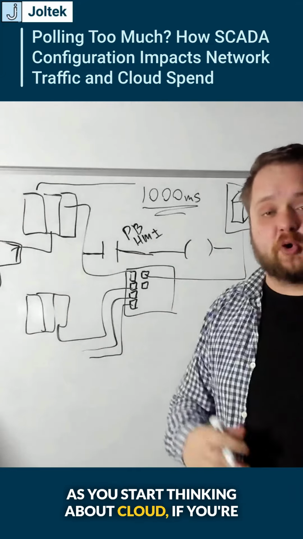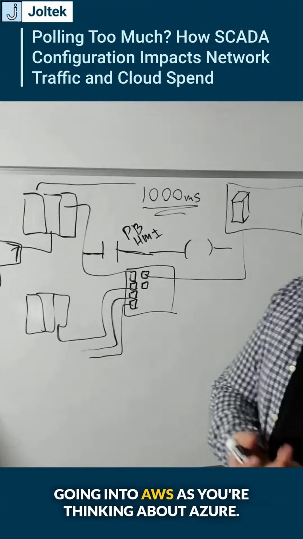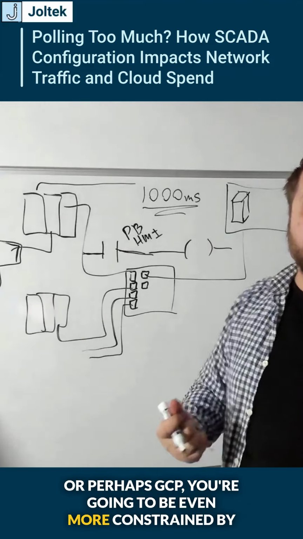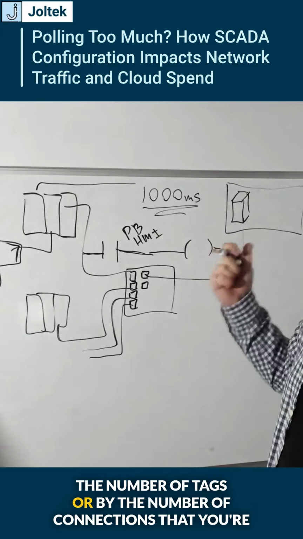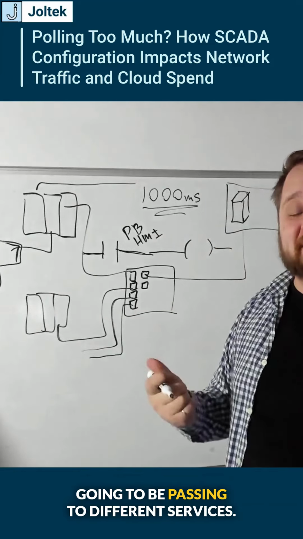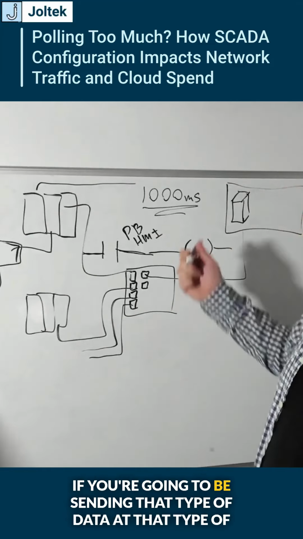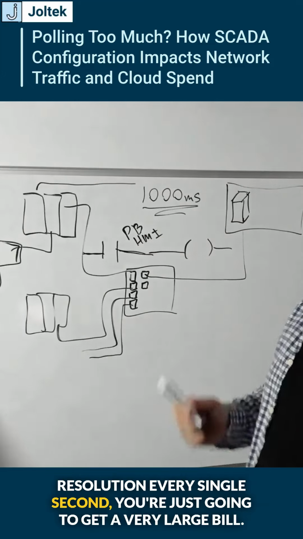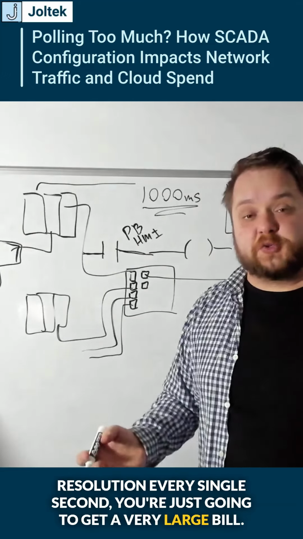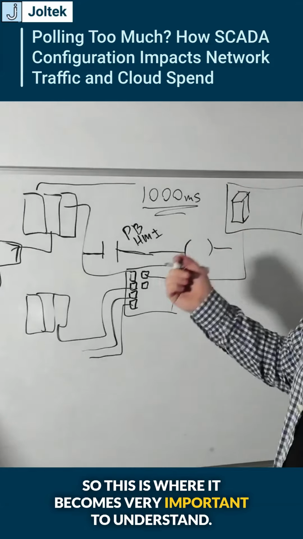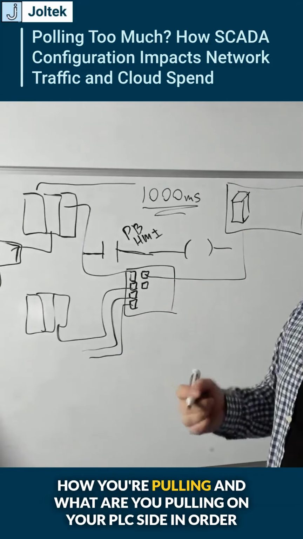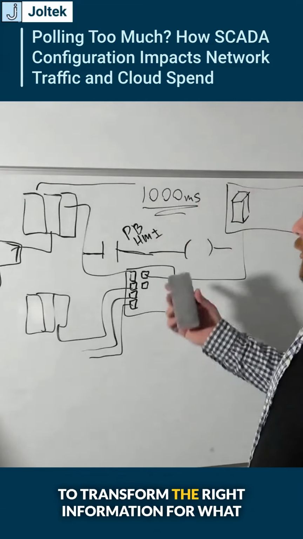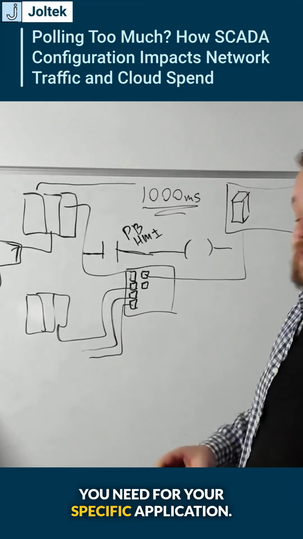As you start thinking about cloud, if you're going into AWS, as you're thinking about Azure, or perhaps GCP, you're going to be even more constrained by the number of tags or by the number of connections that you're going to be passing to different services. So if you're going to be sending that type of data at that type of resolution every single second, you're just going to get a very large bill. So this is where it becomes very important to understand how you're pulling and what you are pulling on your PLC side in order to transform the right information for what you need for your specific application.